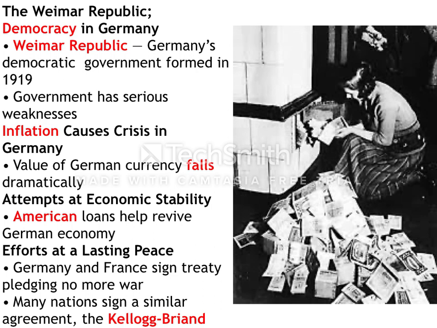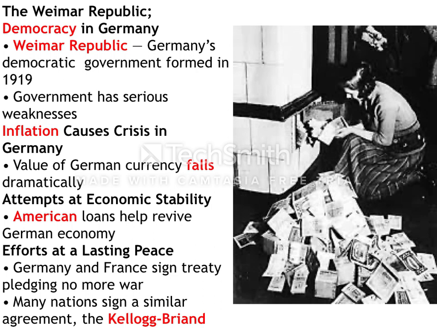Attempts at economic stability came in the form of American loans, which eventually stopped the inflation and allowed the German economy to get back on proper footing. But again, major damage had been done to the German trust in the Weimar Republic because of their inability to deal with the inflation crisis.